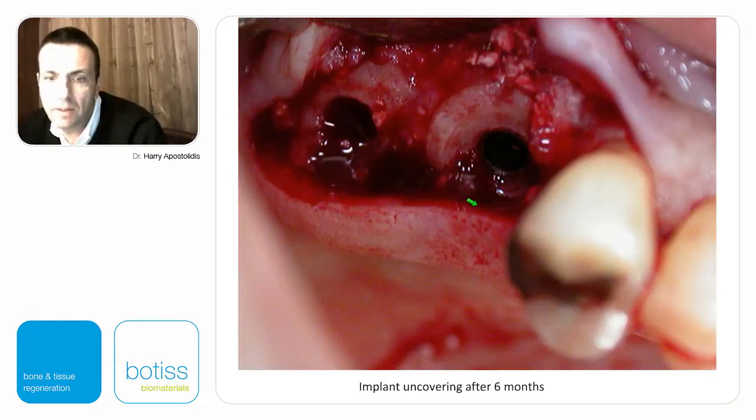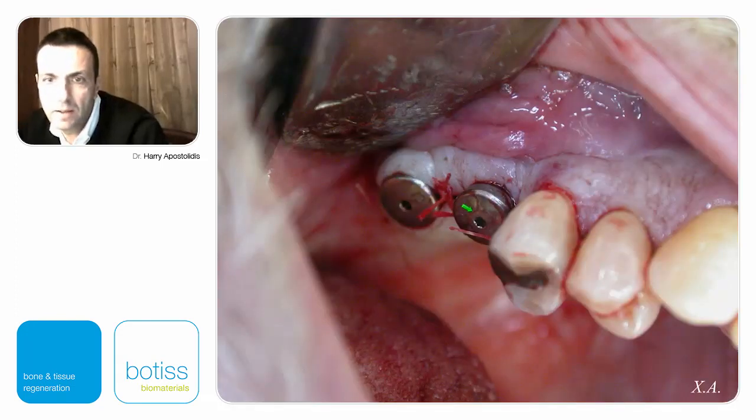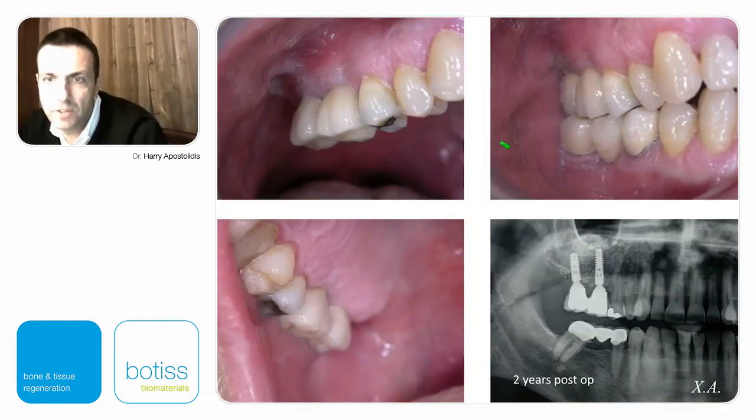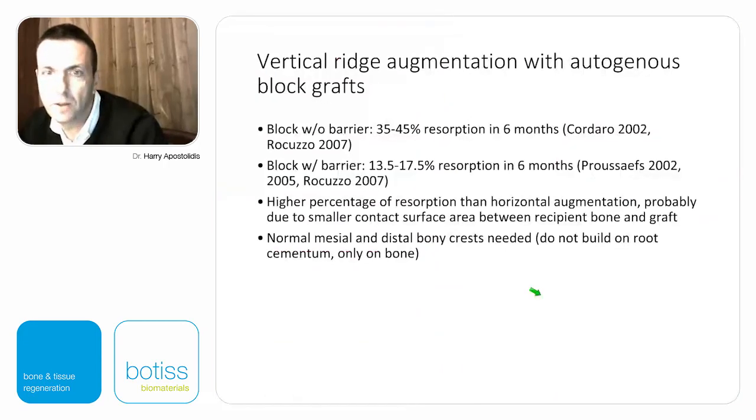You see implant uncovering after 6 months. You see a nice bone, the autogenous bone, the xenograft bone incorporated in there. And we have a stable result. Look at how nice the free gingiva look, and how we have a nice post-op panoramic X-ray.